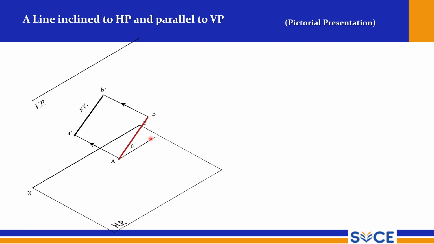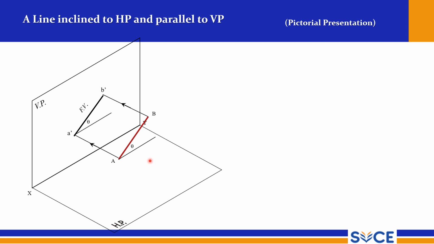So now it is inclined to HP. When you see from top, you cannot see the true length. It is obviously a slant line. So the projection will become a straight line with a reduced length. That length is known as apparent length.